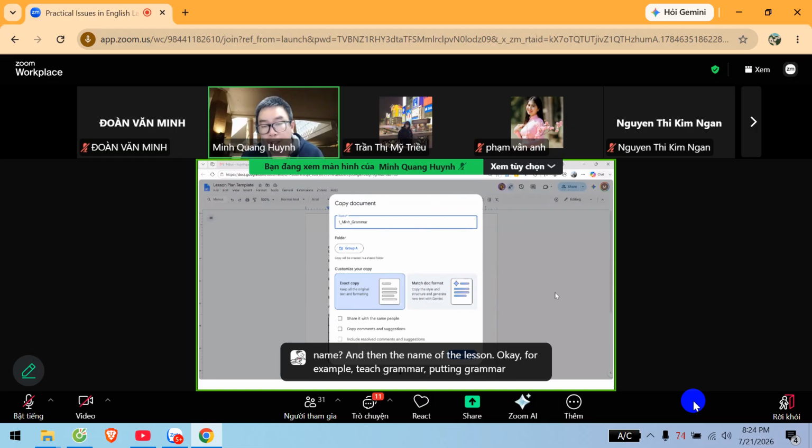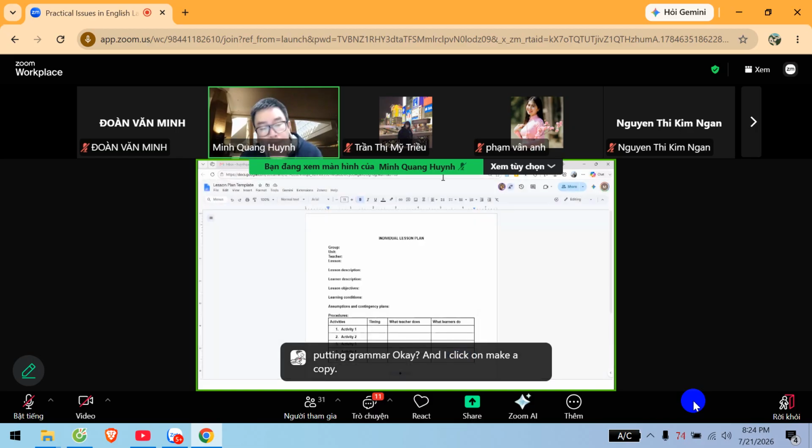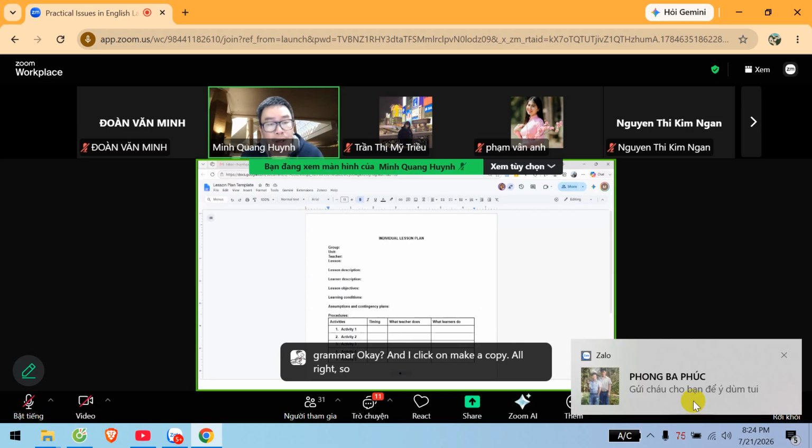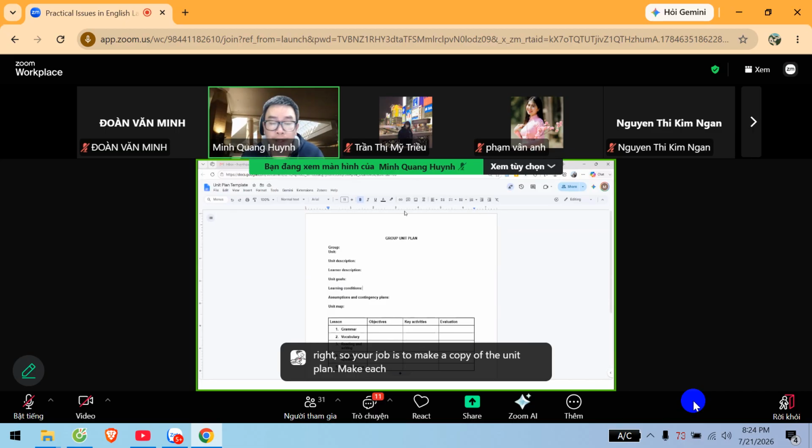Okay, and I click on make a copy. All right, so your job is to make a copy of the unit plan. Make each group make a copy of the unit plan. Each person will make a copy of the lesson plan. And then you will start working on the unit plan.